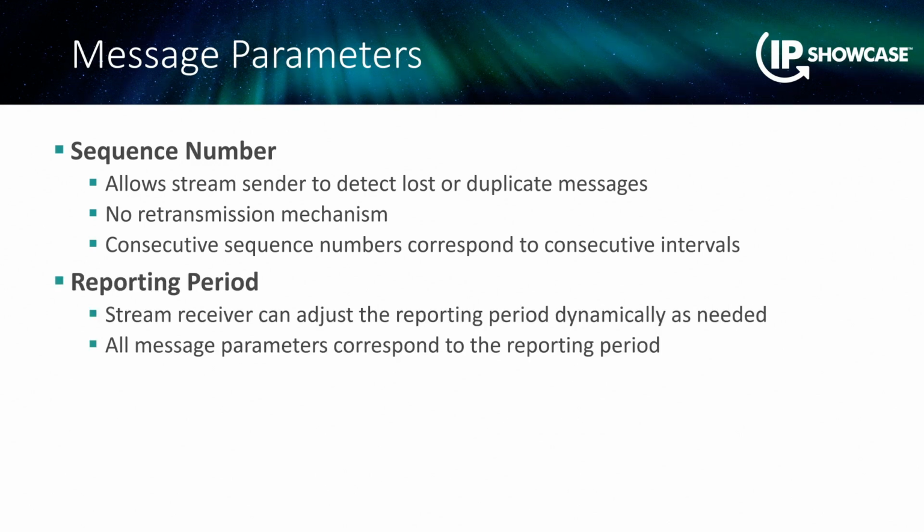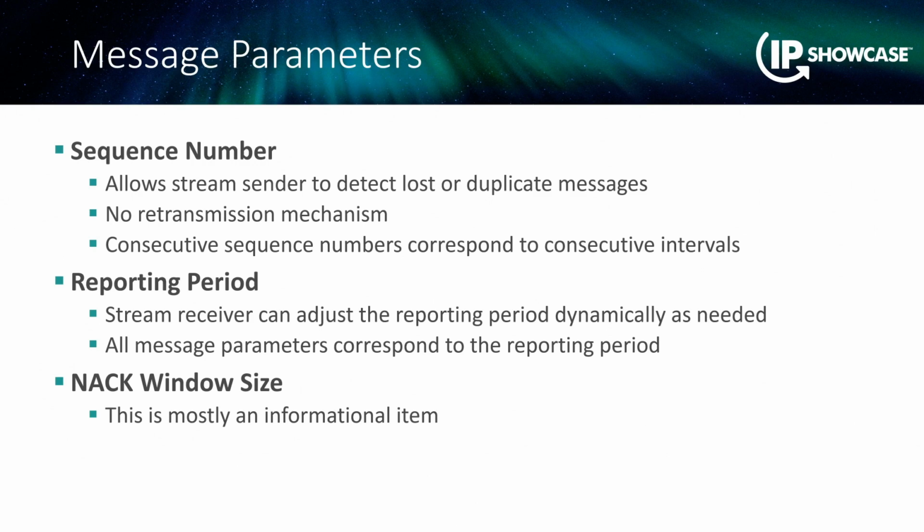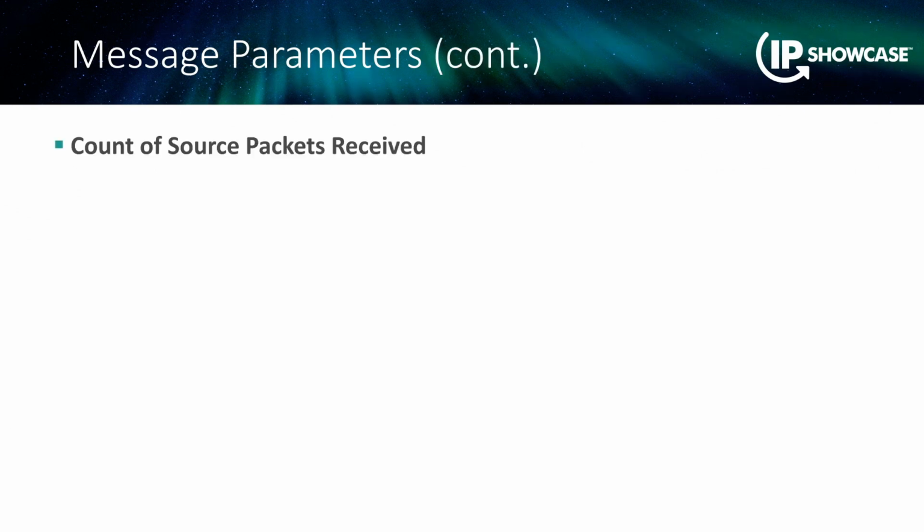The reporting period is something else that you use. The TR does not specify how often you send a message. You put it in the message. So what that allows is that the receiver can modulate that. If the network's changing too fast, it can send messages faster. If the network's stable, it can send it slow. So the reporting period is not assumed. It's just reported. We throw in the NACK window size just for information purposes. So we have three of the parameters.